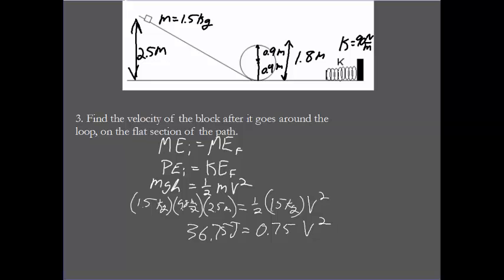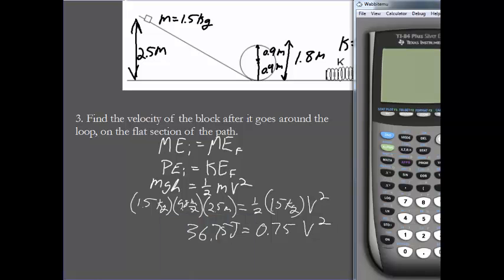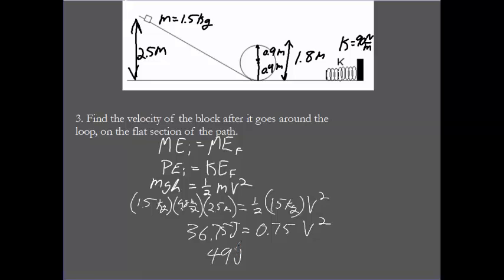36.75 divided by 0.75. Use our fuzzy bunny. 49 joules equals v squared. Now it's really important that you recognize that 0.49 would not be a reasonable answer. So I've got to pay attention. 49, square root of 49. That's a familiar number. Take the square root of both sides. And if you don't know, then you should. Use your calculator. 7 meters per second is your velocity.